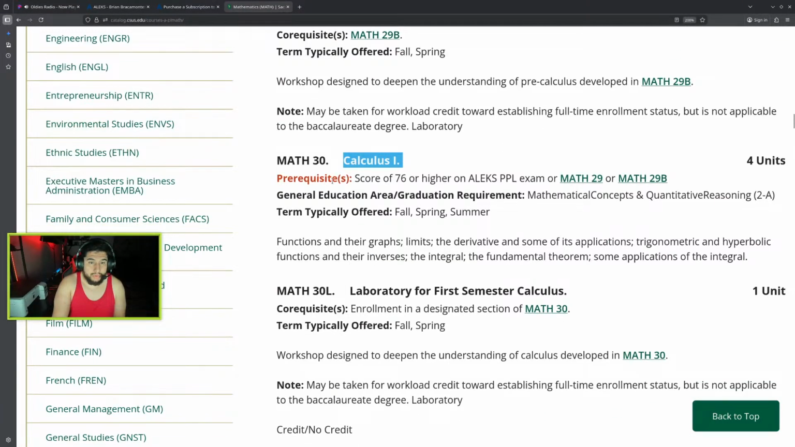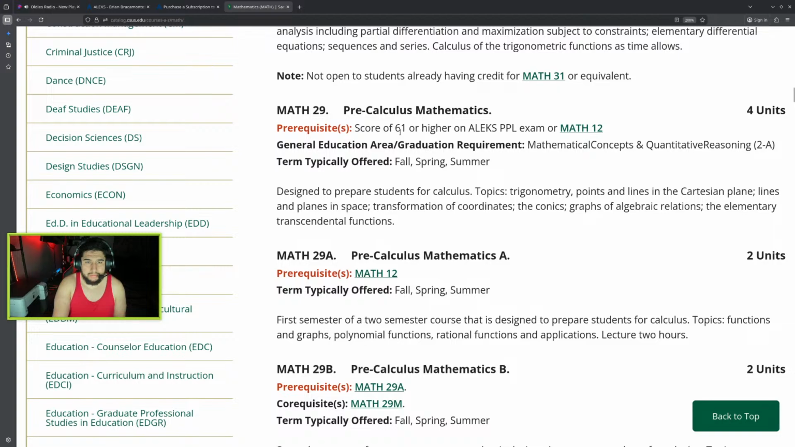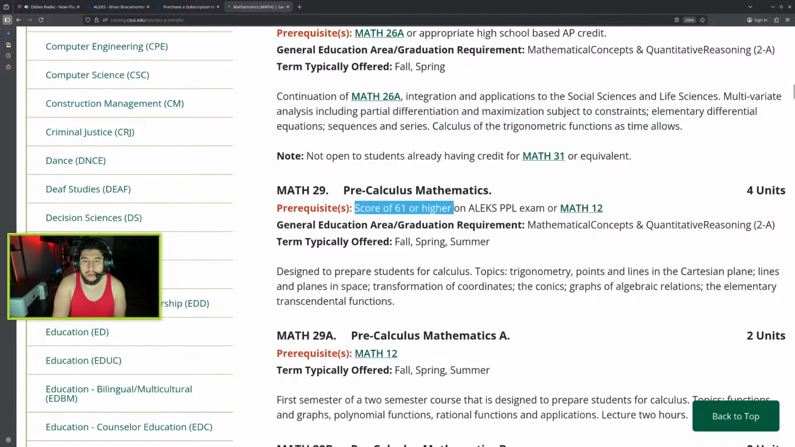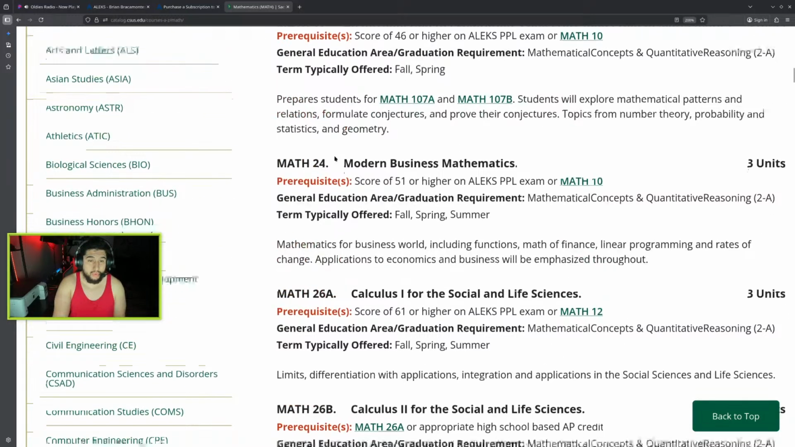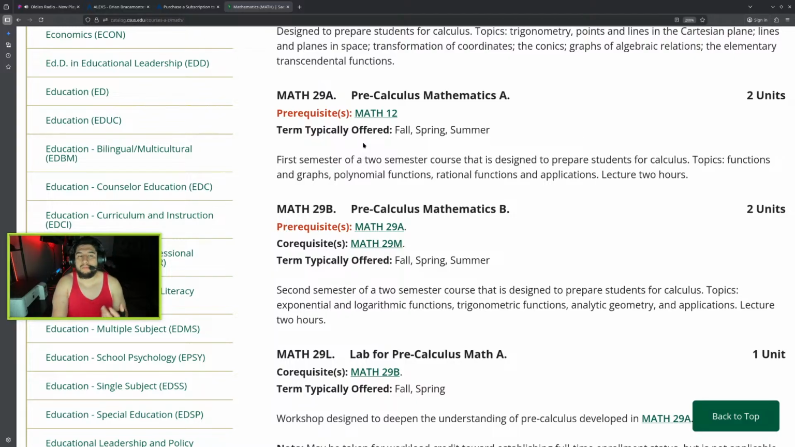As you see here, the prerequisite is a score of 76 or higher on the Aleks PPL exam, or I have to take Math 29. Alright? So I'm trying to skip one class, if possible. If I get a score of 61 or higher, like right now, I could skip Math 12, but there's no spots open. I'm not gonna get into Math 29 on my schedule, and then I'm using my benefit to go to school. So yeah, I got no choice but to take the math.